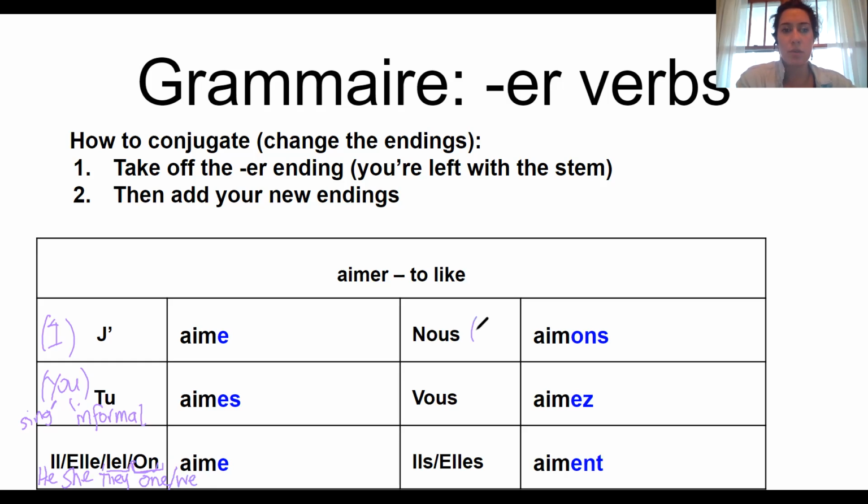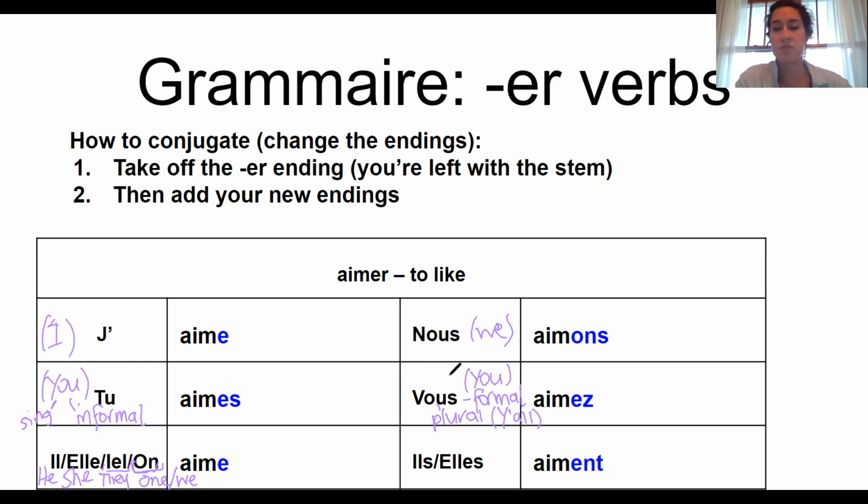Nous is we. Vous is another you, but it's like the opposite of tu. It is used for formal situations. So when you use it with strangers, people you don't know, it's a more formal situation. Or for plural, so it's like you would use it for saying you all, y'all. Okay, all of you guys.